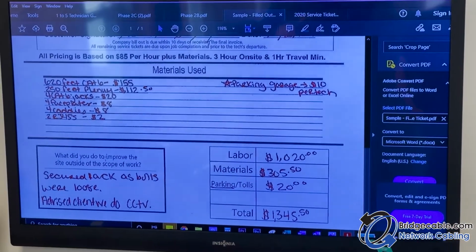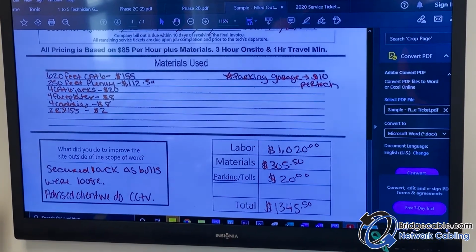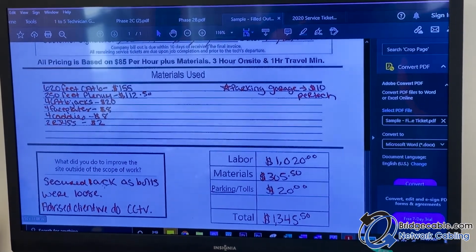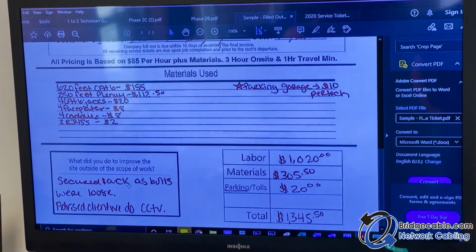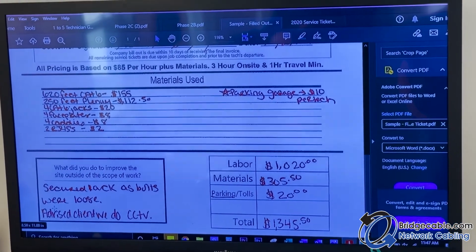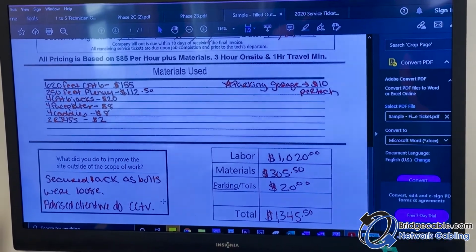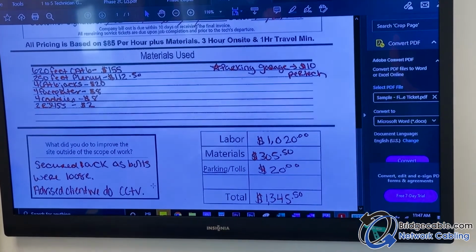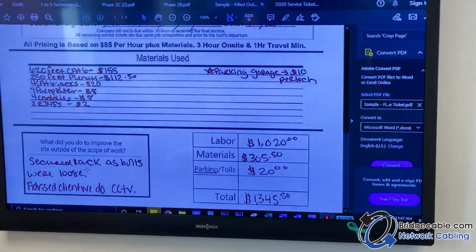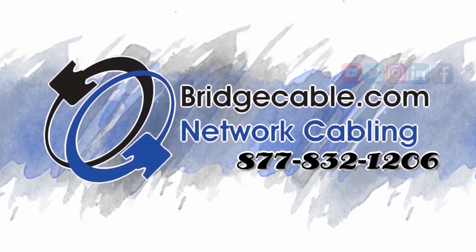Over here is what else did you do outside of the scope of work? For instance, Paul and Jason noticed that the bolts on the rack were a little bit loose, so they tightened them, and then noticed that the client was maybe in need of a CCTV system. Let them know of your other services that you can do. And that is how you would fill out a service ticket.